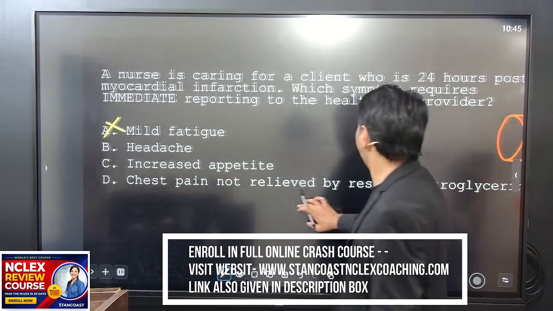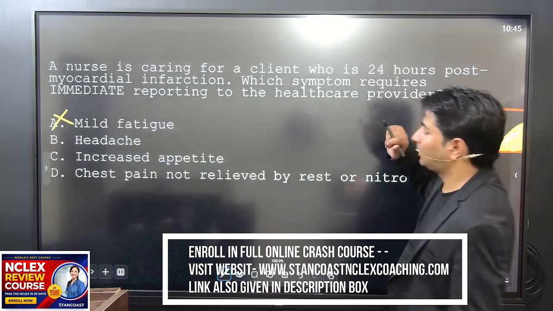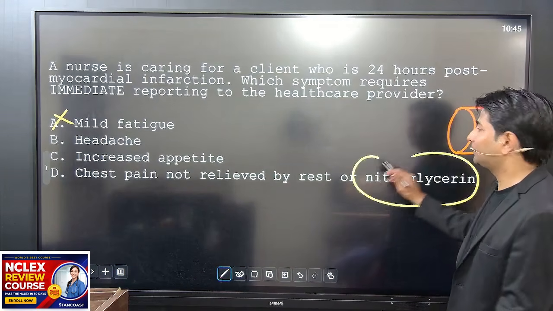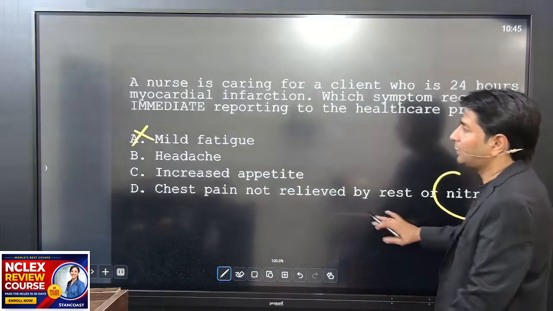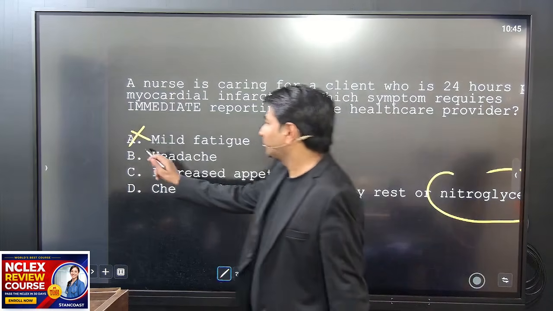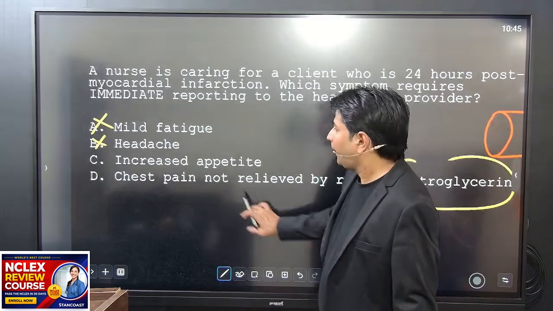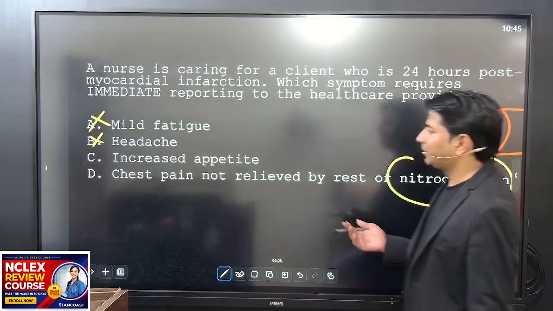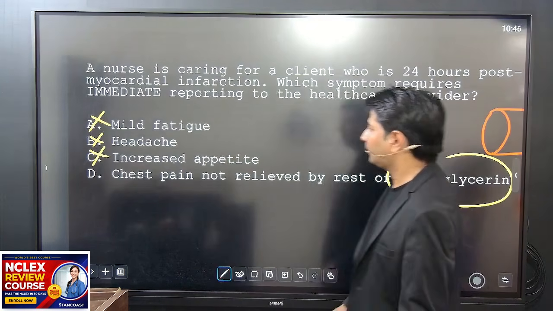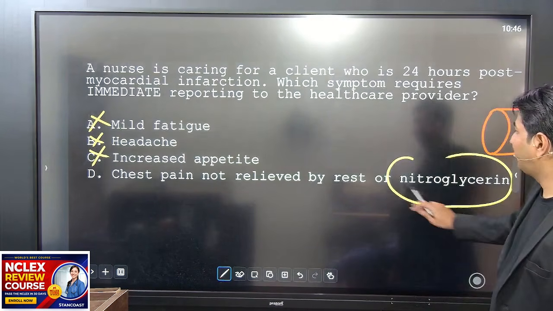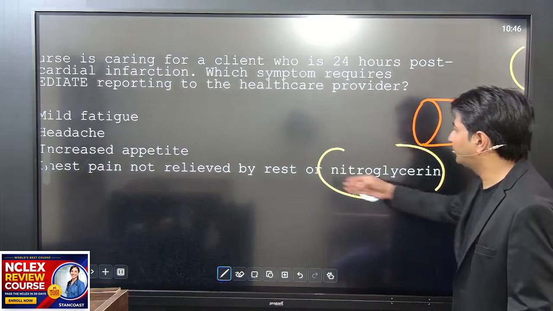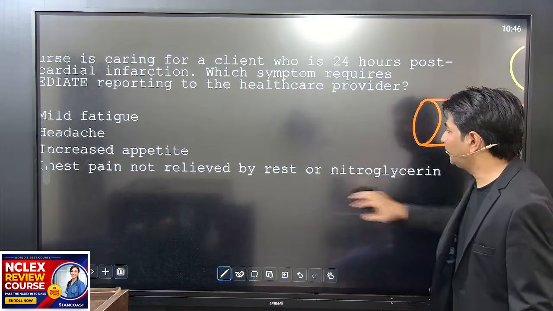Headache? Look at headache. See here, the patient has an MI, and if there's an MI, we might give the patient nitroglycerin. Like it's mentioned in this option that nitroglycerin was given to the patient. So nitroglycerin causes vasodilation, and if vasodilation occurs, it can cause a headache. So this is also expected. After that is increased appetite. If the appetite is increased, it means this is a good sign, whereas we have to identify the serious sign. Chest pain not relieved by rest or nitroglycerin. Yes, if the chest pain is not relieved even after giving nitroglycerin, it means there is some problem here.